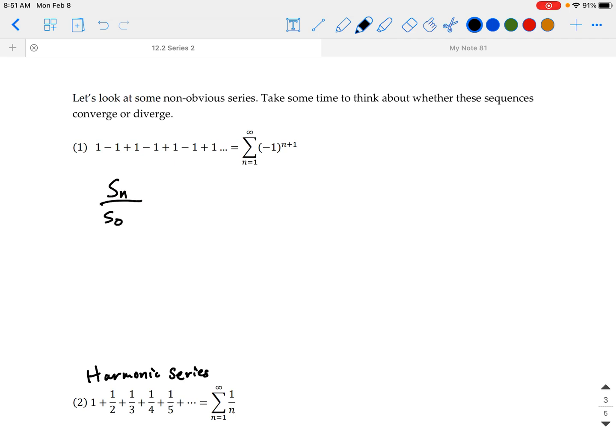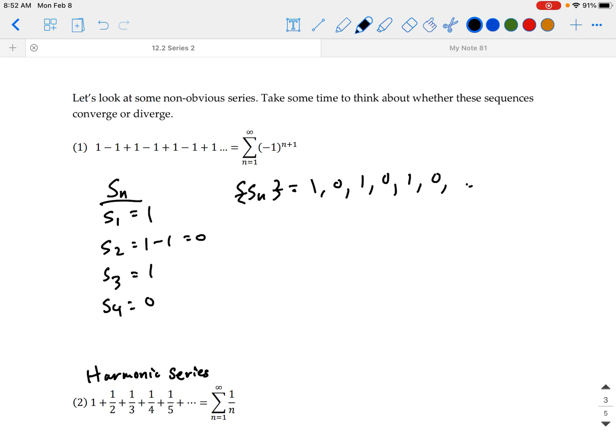S sub 1 is just going to be 1. S sub 2 is 1 minus 1, which is 0. S sub 3 is going to be 1 minus 1 plus 1, which is going to be 1 again. S sub 4 is going to equal 0. And it's going to continue in this way so that our sequence S sub n is just going to look like 1, 0, 1, 0, 1, 0.